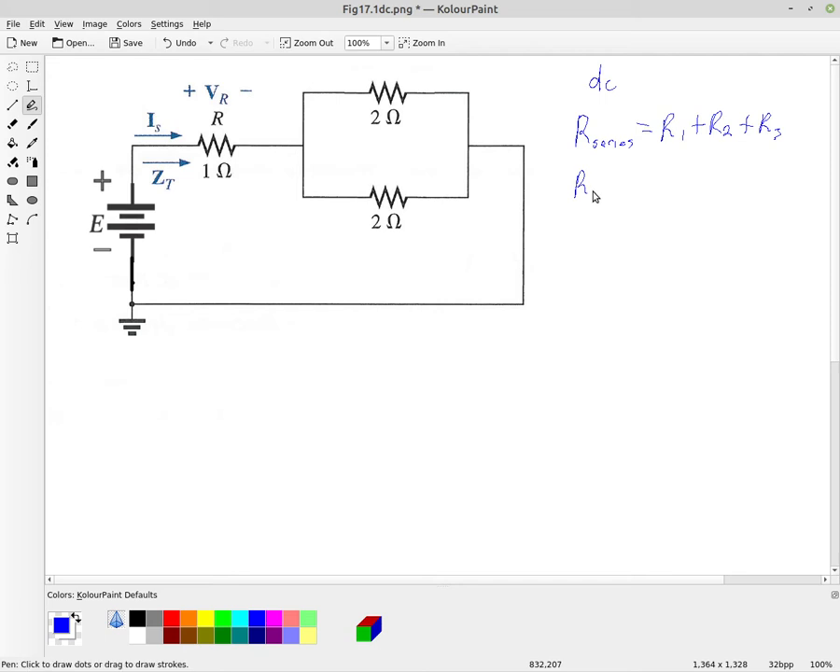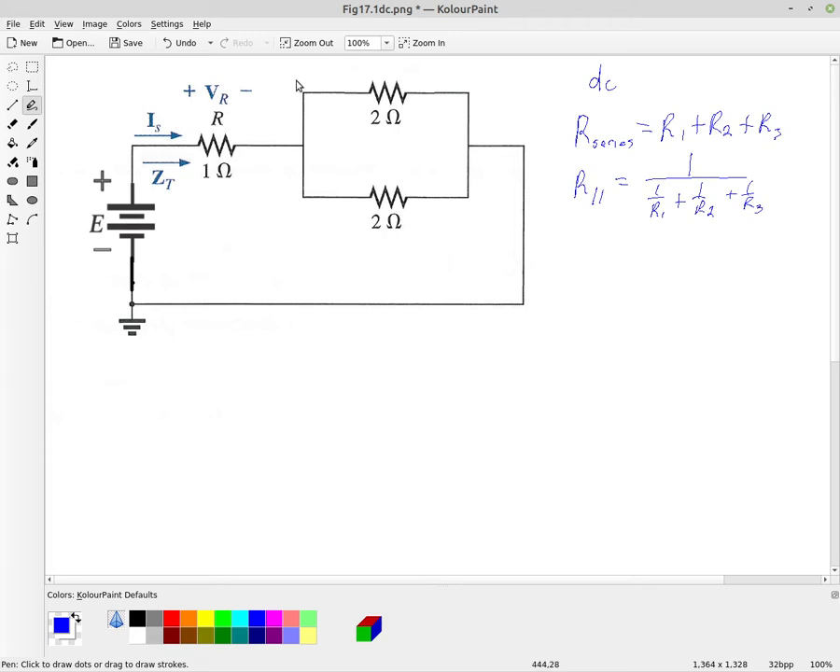If we have resistors in parallel, then we get this 1 over effect. So we get 1 over R1 plus 1 over R2 and so on, plus 1 over R3, and it just carries on. So those are our general resistances.